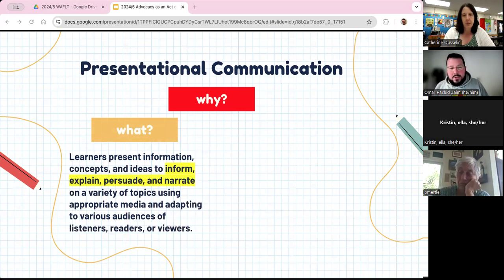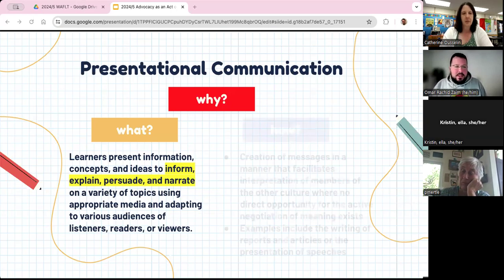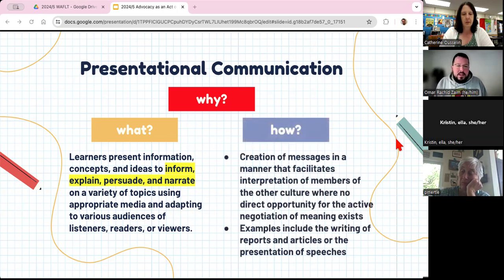I always have the modes and the functions in the back of my head, because this is what we're trying to get them to do. We're trying to get them to use the language in ways that are meaningful and useful. And the how is that they're creating messages for students in their classroom, and I'll include some examples of student work.